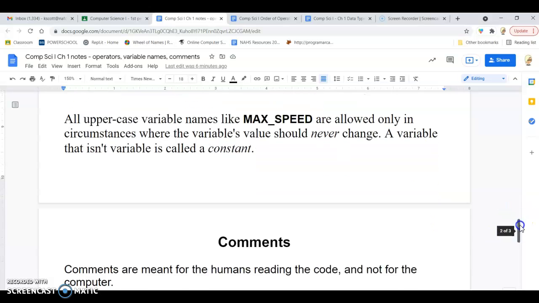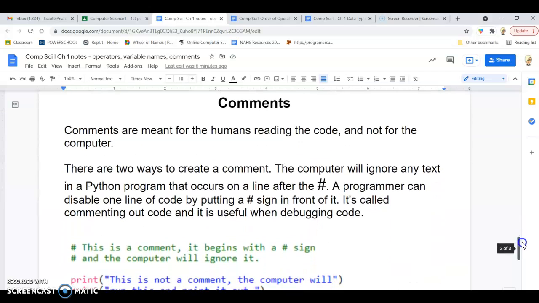Okay, we're going to move on to comments. And comments are very useful. They don't do anything to your code, they don't have any effect on how the code runs, but they're very helpful to other humans or people that might be reading your code. So comments are ignored by the computer.